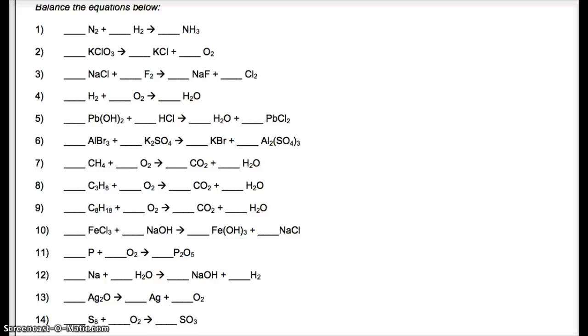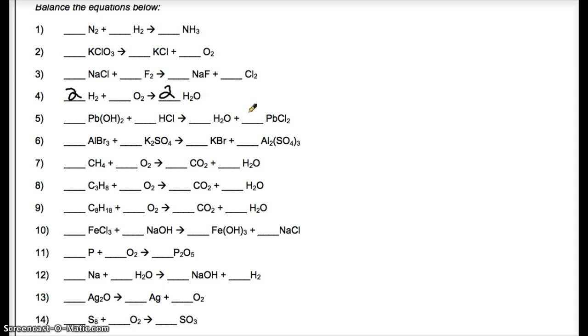All right, so hopefully you had a chance now to go through and practice them. So we're going to pick back up at number 4. So I have 2 hydrogen, 2 hydrogen, 2 oxygen, 1 oxygen. So remember, when we've done everything we can and somebody's odd, we're going to double it. So I'm going to make this a 2. That gives me 2 oxygen, 2 oxygen. That gives me 4 hydrogen. Put it over here to get the 4 hydrogen.